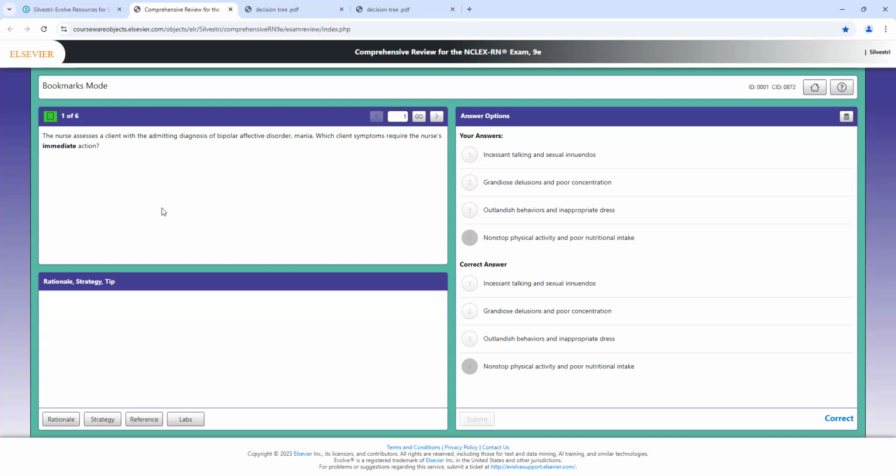Okay. And when we already rationalized why the nonstop physical activity and poor nutritional intake is the most important, and if we could only do one thing and leave for this client with mania, right? We're going to help try to calm them down, give them an activity that they can participate in that's not very physically demanding, and address this poor nutritional intake. We're going to get them something to drink. Maybe it's protein shakes and water because that's the only thing that we can get them to take at that moment. But that's what we're going to do. If we can only do one thing for them and leave, that's what we're going to do.